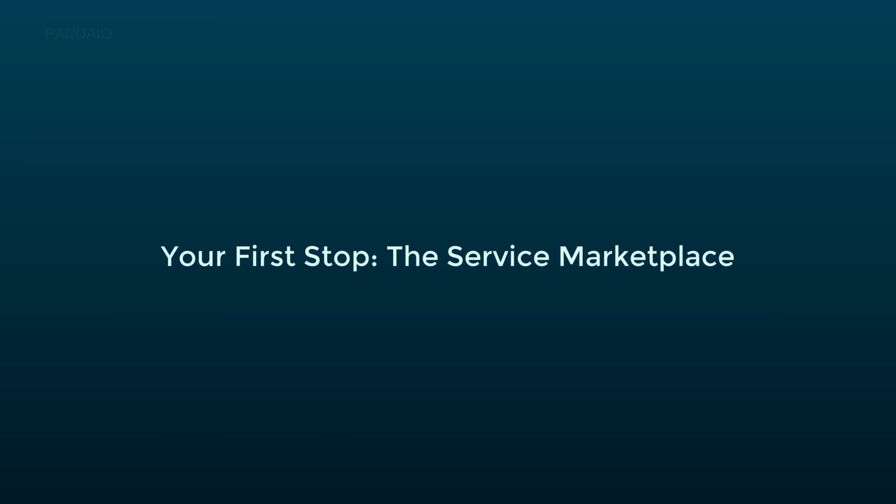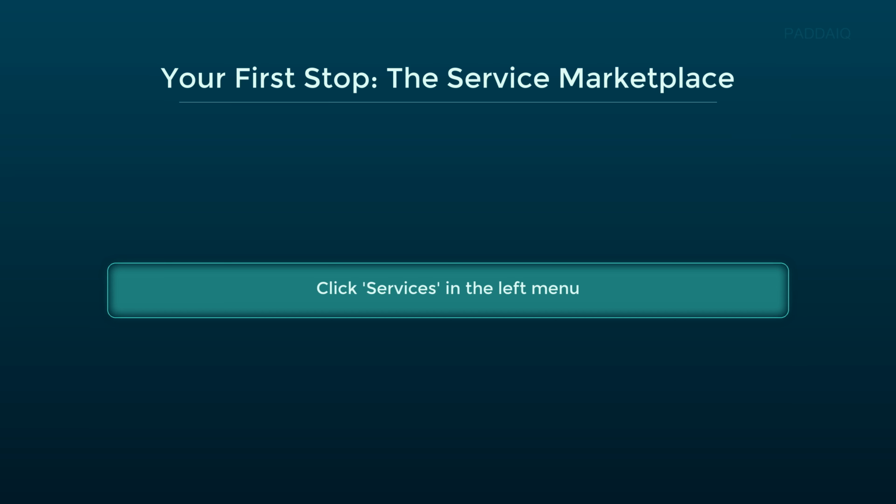Your first stop is the SAP BTP Service Marketplace. Click Services in the left menu. This takes you directly to the SAP BTP Service Marketplace, where all available services are listed. For instance, if you need to add a database, you'd go here to find and enable the SAP HANA Cloud service. This is your central hub for discovering and accessing every service you can use.